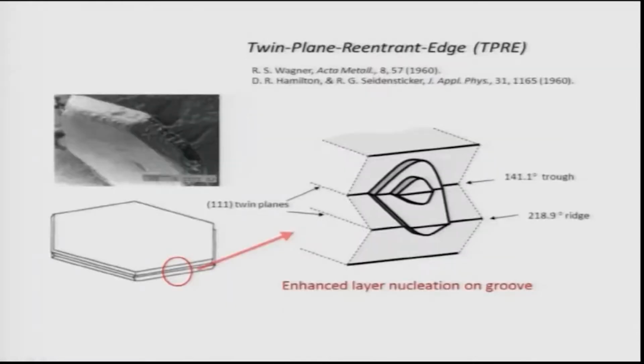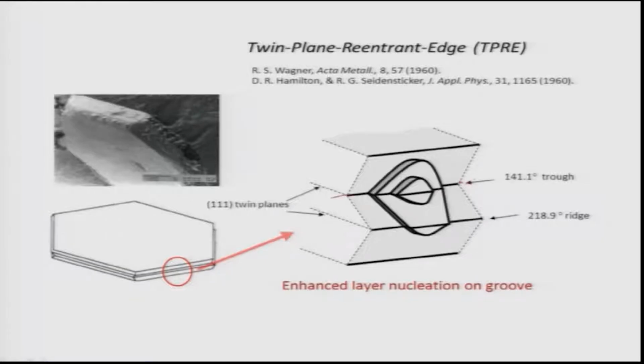You can also have another mechanism, known as the twin plane reentrant edge, or TPRE. This was proposed by Professor Wagner long back, and later substantiated by D.R. Hamilton and R.G. Seidensticker in the 1960s. What you can have is a twin formation on the surface, and when these two twin planes meet, they create a reentrant edge. This is the reentrant edge shown here.